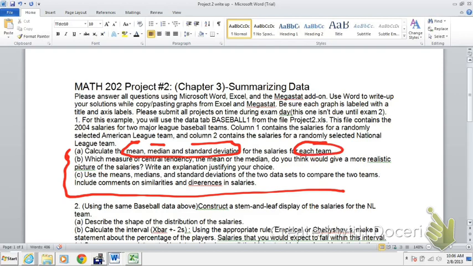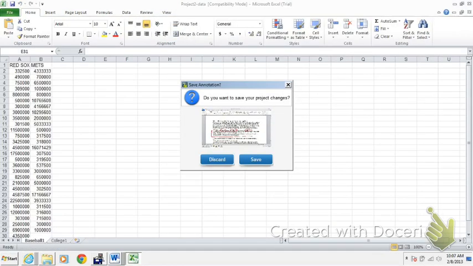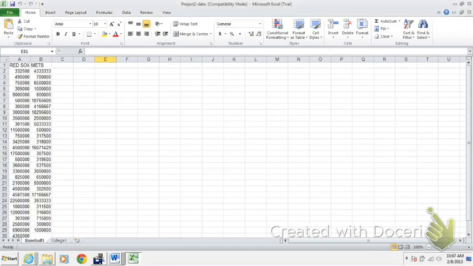I'm going to pull up Excel here. If I zoom in, you can see down at the bottom it says baseball, and then up top, Red Sox and Mets, column 1 and column 2 respectively. Now I want to get MegaStat up and running on here, so I'm going to hit pause a second.